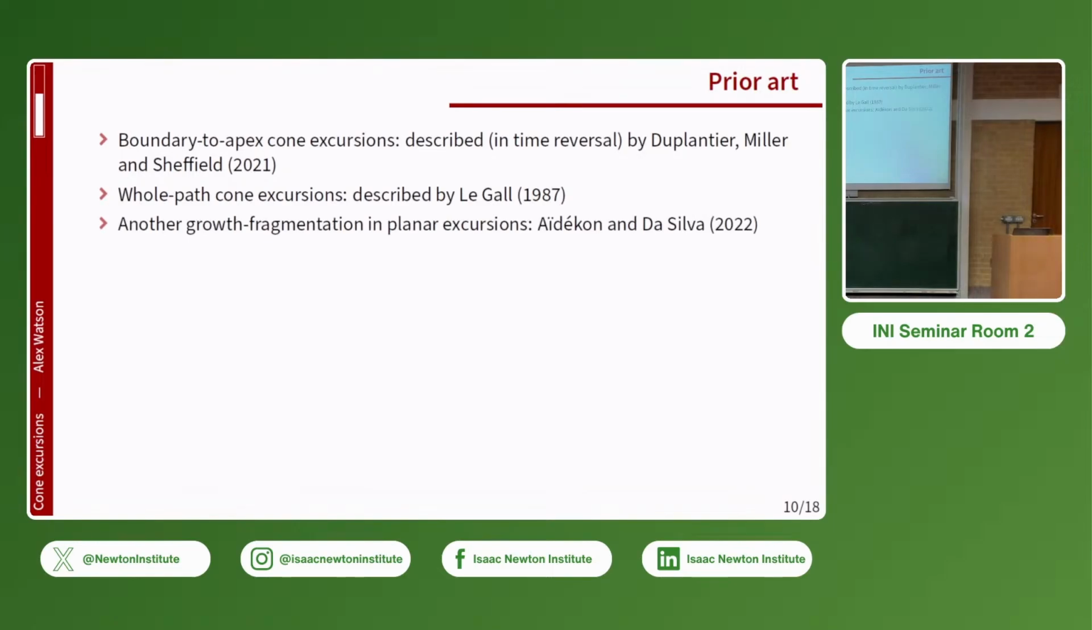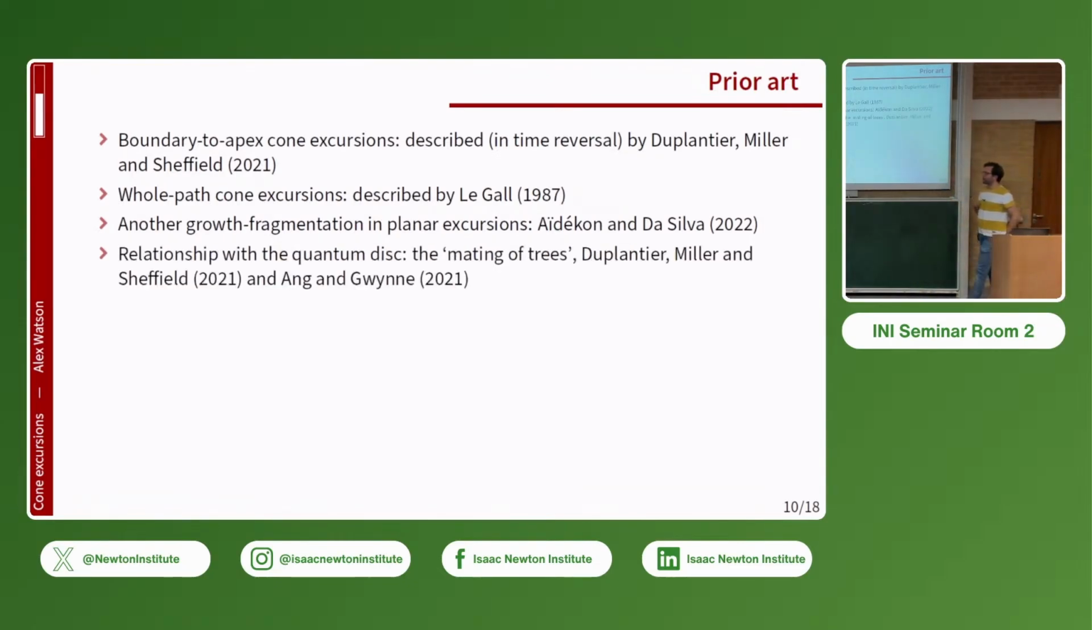Now we come on to different growth fragmentations that have been seen before. One of these was done by Elie Aïdékon and William da Silva, which was the same model that we have, but with theta equals π. That means you have half-planar excursions, excursions away from a line, if you like, in Brownian motion. That's quite interesting, and our work builds on this in many ways. The relationship that I described on the previous slide with the quantum disk comes from the Mating of Trees paper by Duplantier, Miller, Sheffield. That was for a whole plane version, and the Ang and Gwynne paper studies the disk in particular.